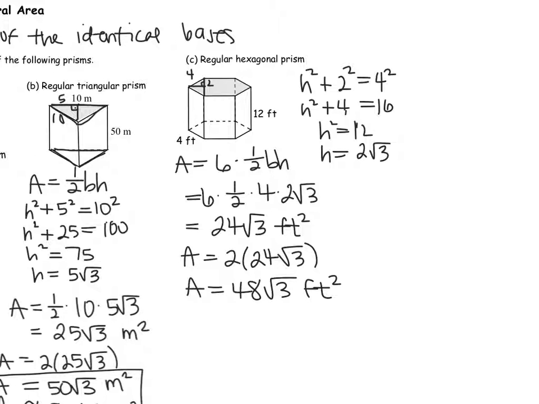But similar to our triangular prism, we want to know what this is roughly as a decimal. So this is approximately 83.14 feet squared.